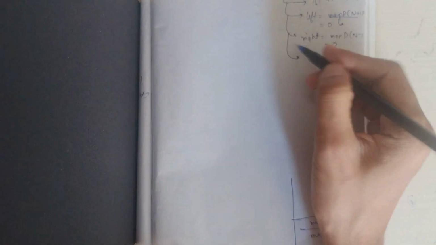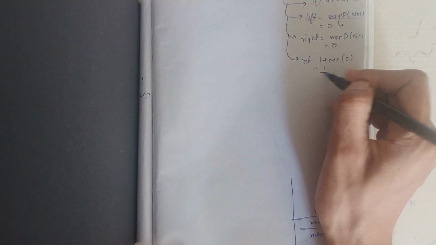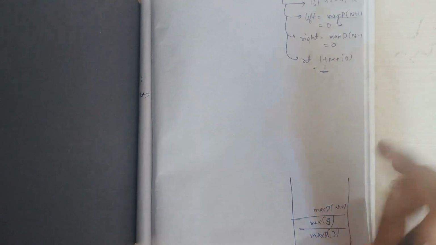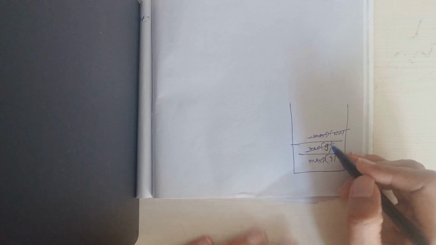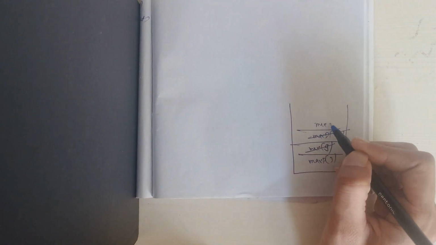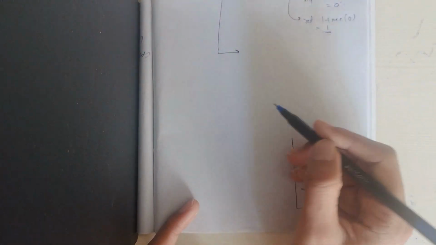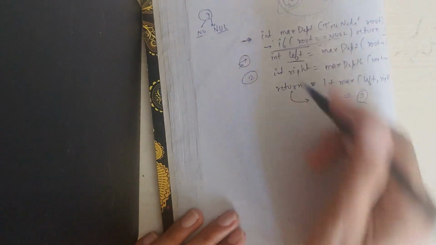At last what do we return? Return 1 plus the maximum of left and right, which is 0. So it will return 1. So the value of maxDepth of 9 is 1. Both of these have been removed from the stack. For right also, maxDepth of null is called and removed. 9 is also removed. Now we are at 3. Left is checked. Now we come to right.